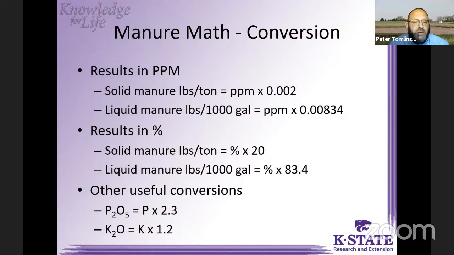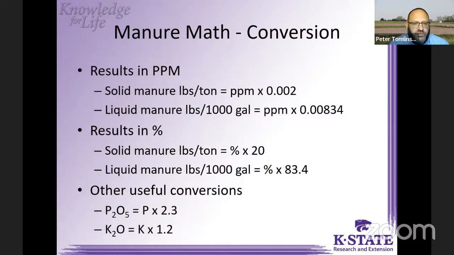0.00834. You may also get your results in terms of a percentage. And so to get from that percent of nutrients to pounds of nutrients per ton, it'd be percent times 20. And if it's a liquid, it would be percent times 83.4.